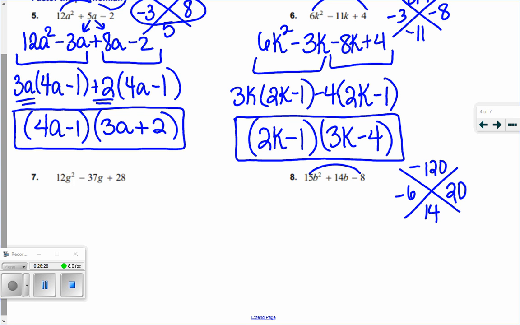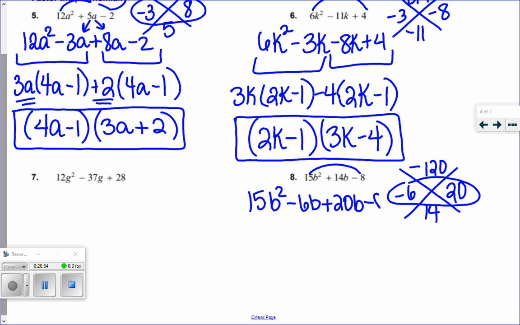But I realized, oh, -6 and 20. When I multiply -6 times 20, I do get a -120. But when I combine those, I get a +14. Bingo! These are our two numbers right here. Okay? So then we'll recopy 15 squared. And all I'm going to change is, instead of writing that 14b all nice and clean, I'm going to separate it out into a -6b and a +20b.